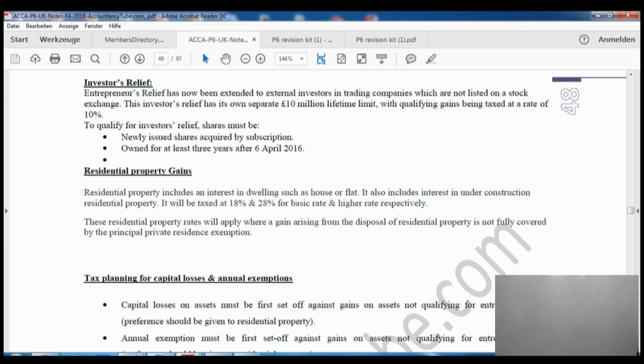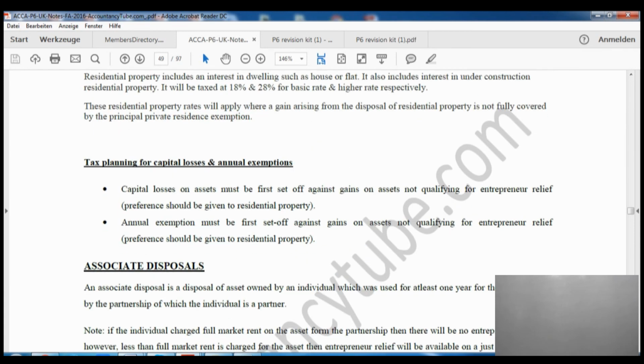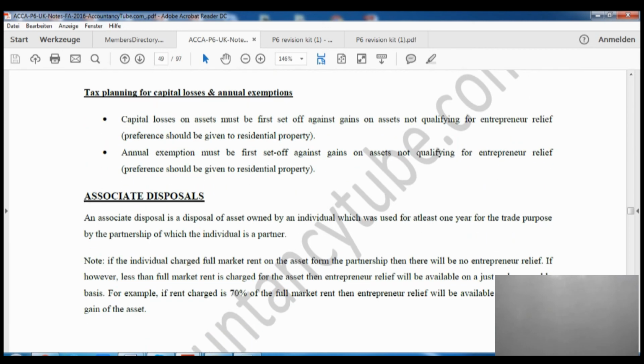To qualify for investors relief, shares must be newly issued, acquired by subscription and owned for at least 3 years. So these must be new shares, and they must have been issued after 6th of April, which is our current tax year. Then it says residential property. It tells you within these notes what the residential properties are, and it will be taxed at either 18% or 28%. Then it says capital tax planning for capital losses and annual exemption.